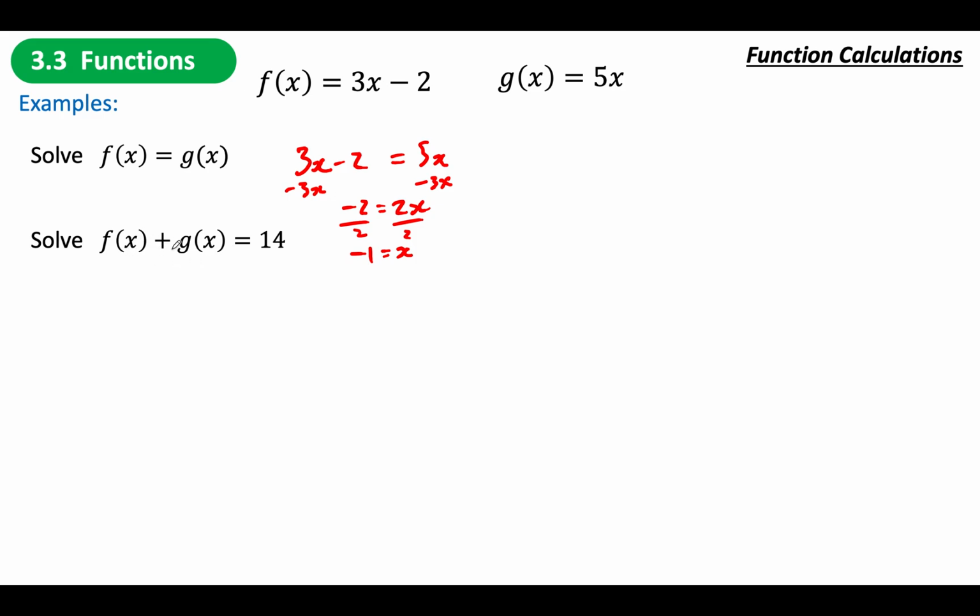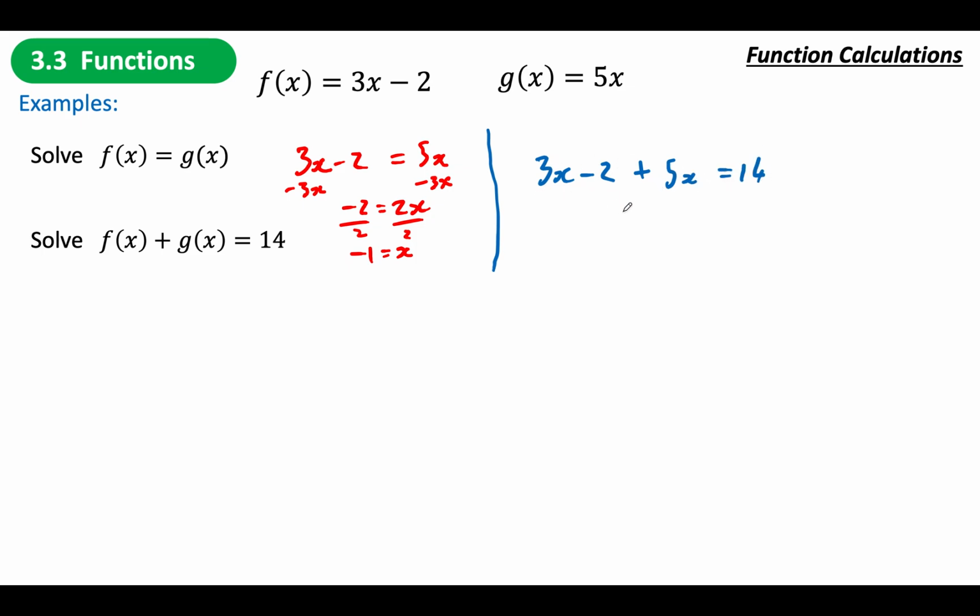Right, f of x plus g of x. So we're trying to find the value of x again, where f of x plus g of x equals 14. I'm going to do that over here. Let's just put a little blue line down. So f of x equals 3x take away 2. It's asking me to add that to g of x and find out when the answer is 14.